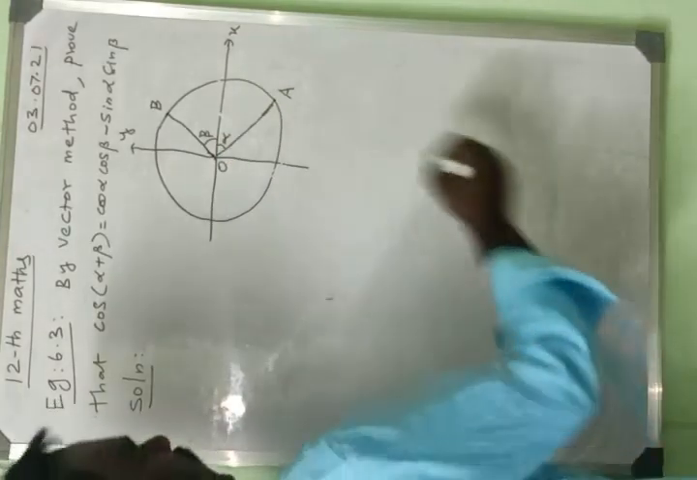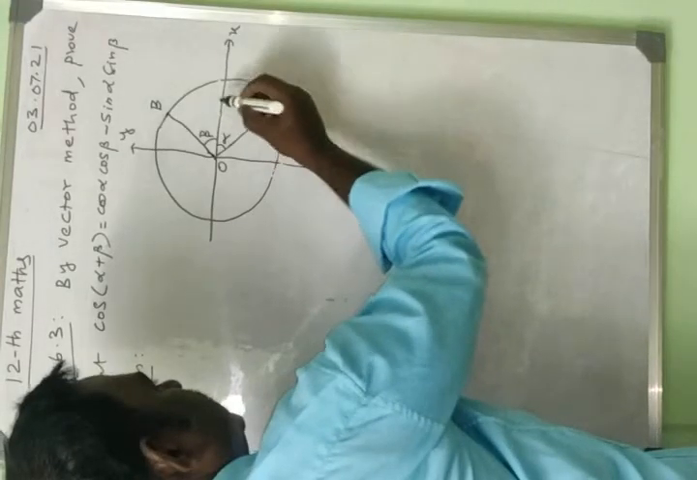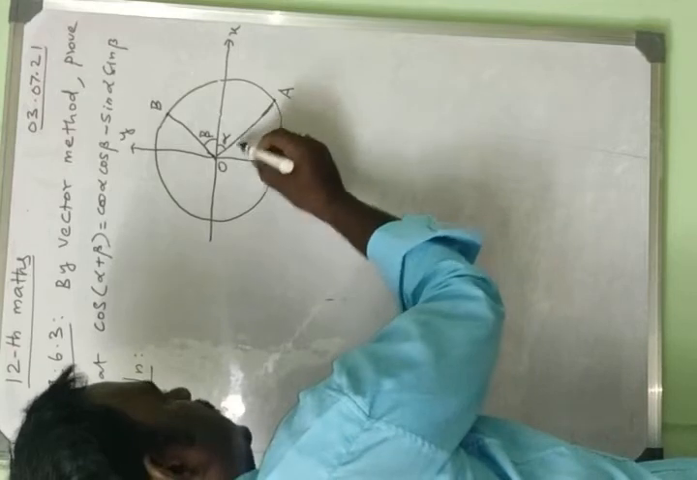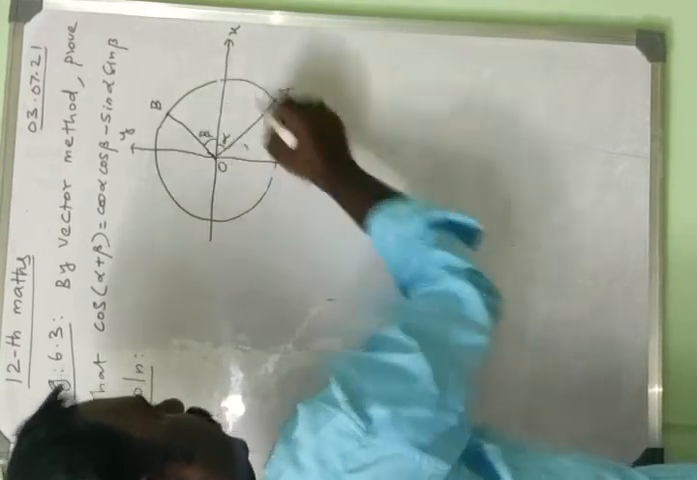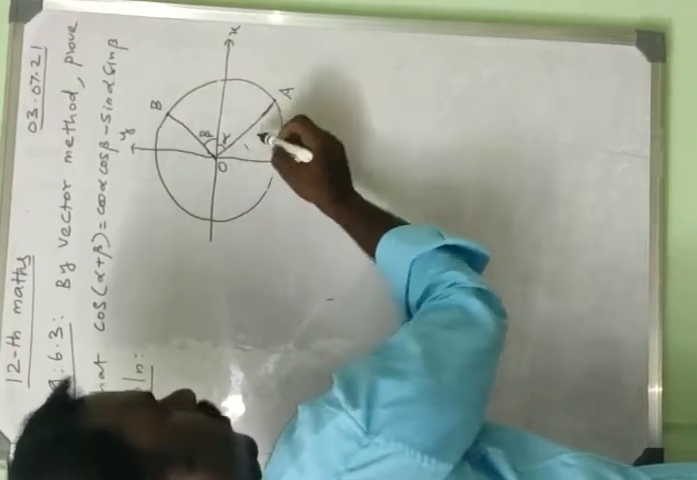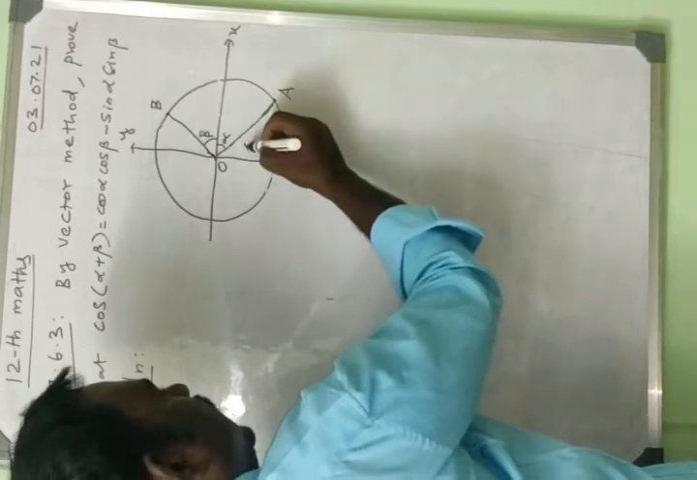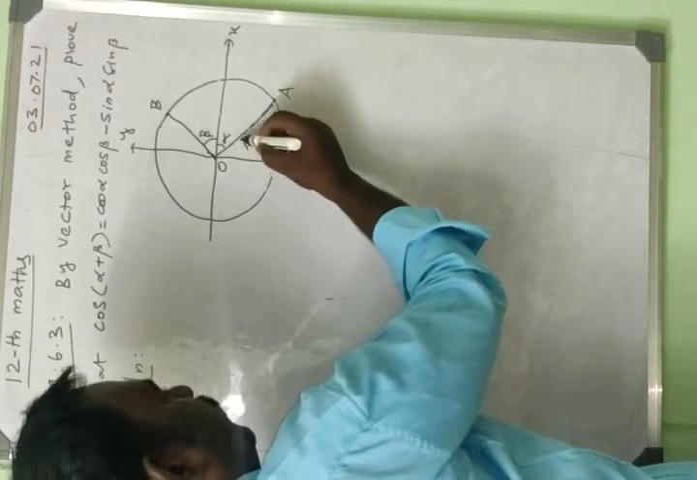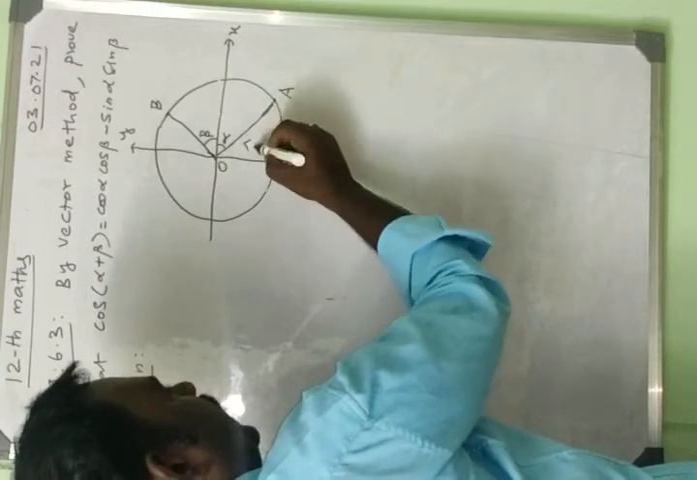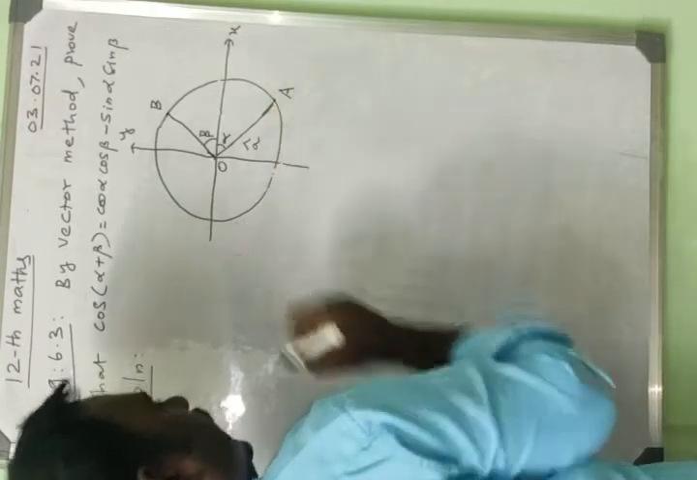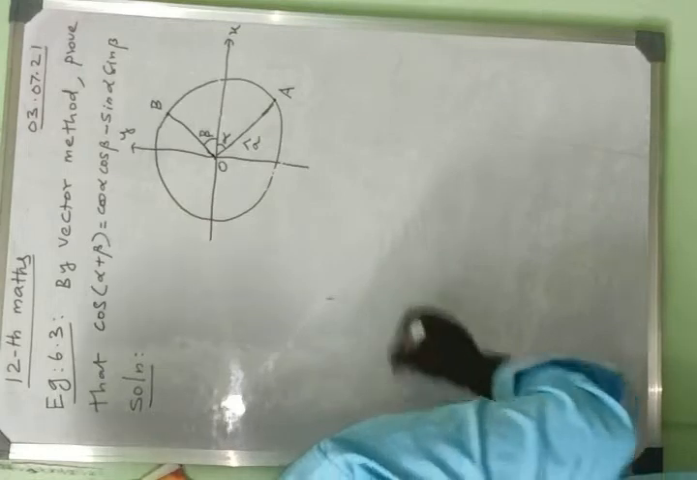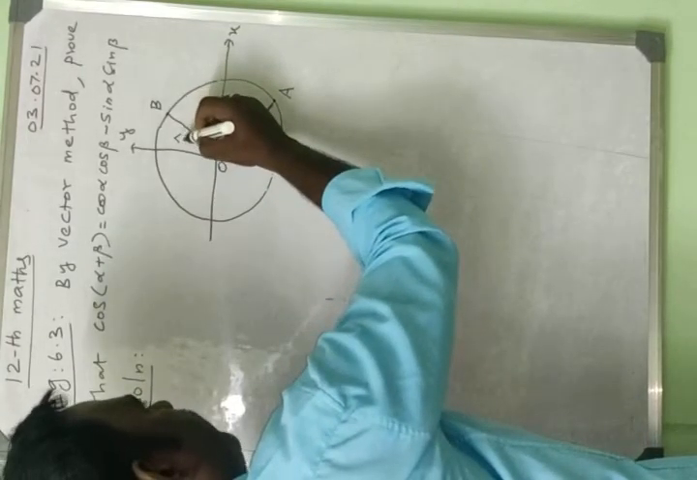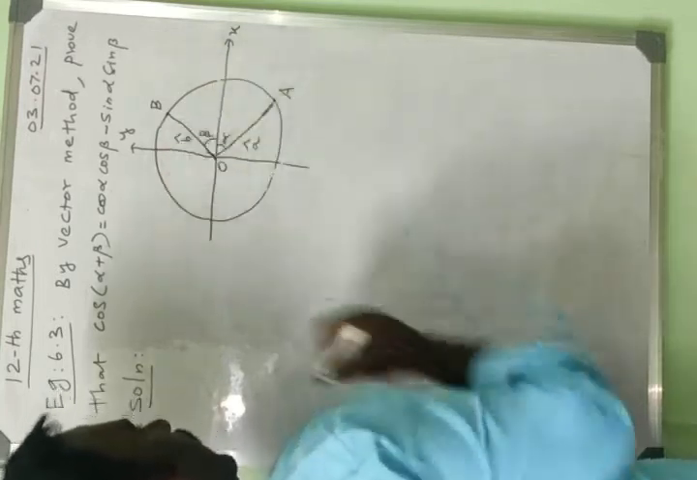Next, from O to A we mark one unit. This is the radius. This is your unit circle, so the radius is only one unit. Cap means unit. From O to A we put cap A, and from O to B we mark cap B. Carefully see.